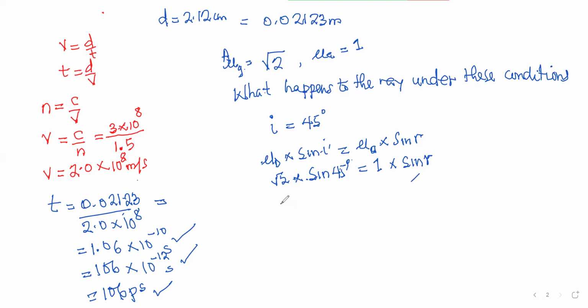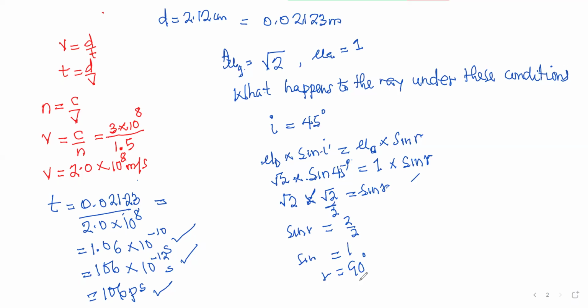And sine 45 is √2 on 2, which is equal to sine of r. Therefore, we have sine r being equal to 2 on 2, because √2 times √2 is 2. So this is 1. Therefore, r will be equal to 90 degrees.